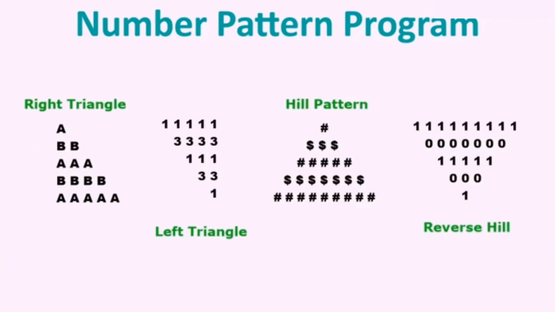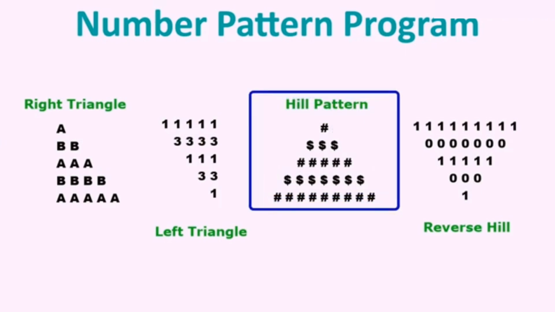Now what if the pattern was like this? Again, take the code you have for the pattern first. Here in even rows we have hash, so we will have an if statement printing hash, else it will print dollar.